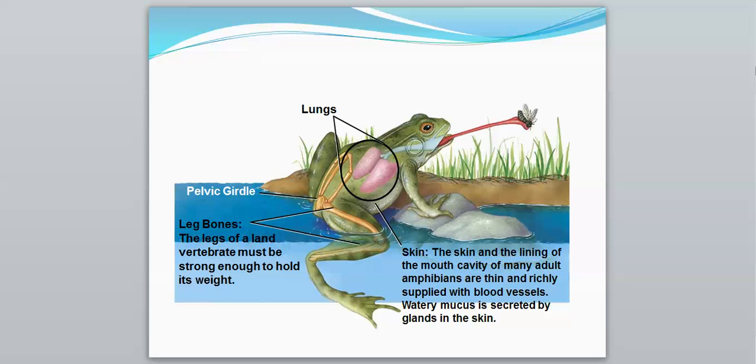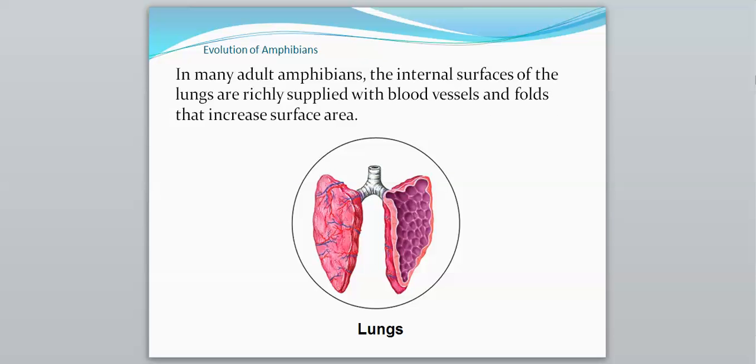And their skin, the skin and the lining of the mouth cavity of many adult amphibians are very thin, richly supplied with blood vessels. And then watery mucus is secreted by glands in the skin. We've mentioned before that some animals will breathe or respire through their skin. Amphibians are huge at respiring or breathing through their skin. And in many adult amphibians, the internal surfaces of their lungs are richly supplied with blood vessels and folds that will increase the surface area.